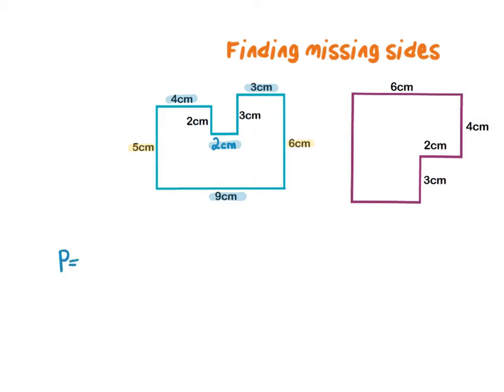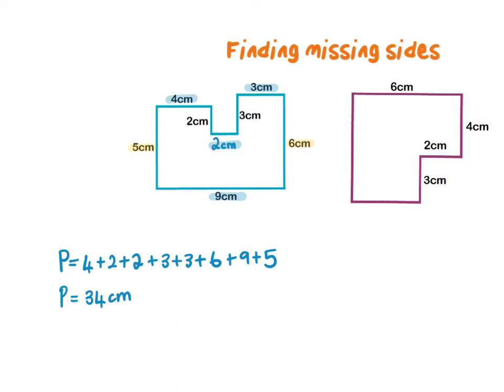So perimeter of the blue shape, if I trace my finger all the way around, I'm going to get 4 plus 2 plus 2. I'm going to go up 3 plus 3 plus 6. Trace your finger around the bottom, 9, and then 5 to close up the shape again. 9 plus 5. Adding all of this together gives me a perimeter of 34 centimeters.